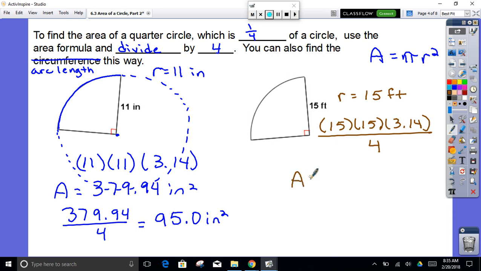So the area would be... some of the rest of you do it also as a backup, so we have confirmation that her answer's correct. I got 176.6. 176.6 square feet. Do you all agree with that? Those of you who did it, is that what you got? Okay. Any questions about this?